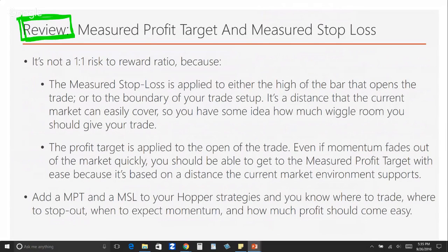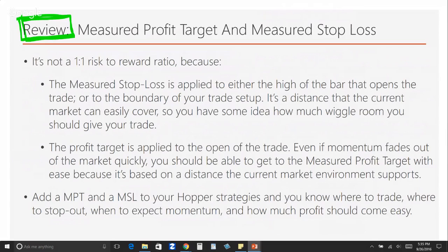It can either be applied to the high of the bar that opens your trade, or it could be applied to the boundary of your trade setup. It could be applied to the closest moving average. There's a lot of different ways you can apply that number. It's a distance the current market can easily cover, so you have some idea how much wiggle room you should give your trade to give it the best chance of not getting stopped out too soon.